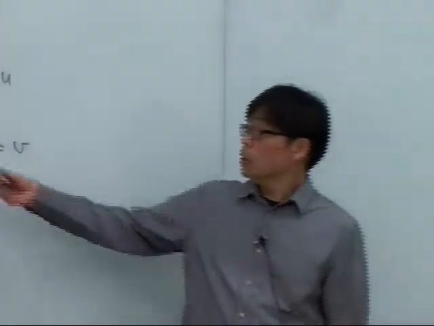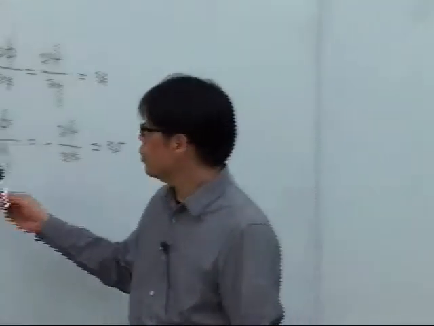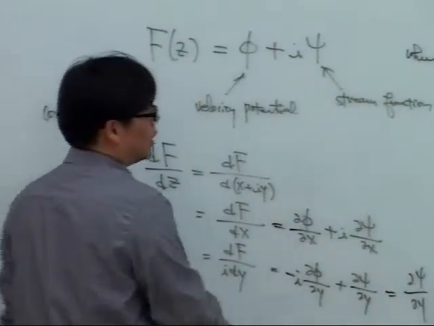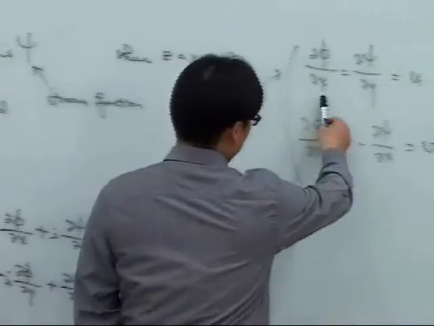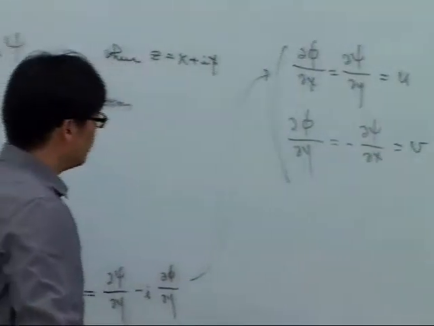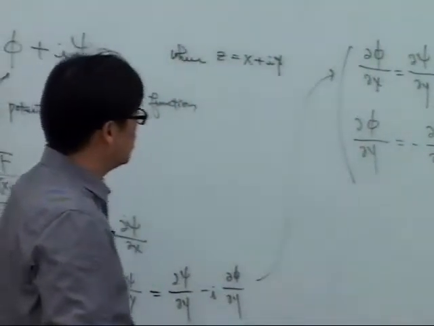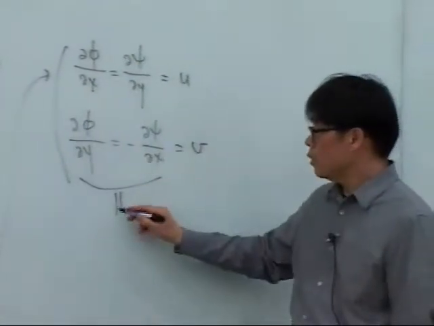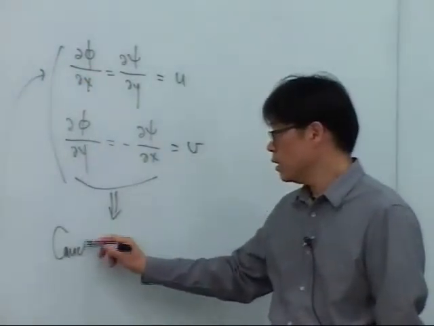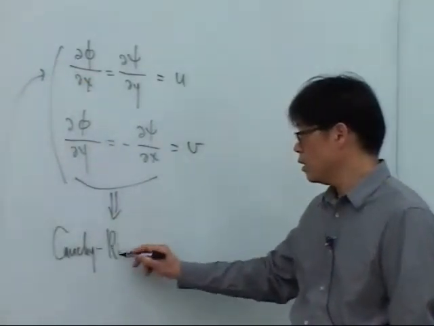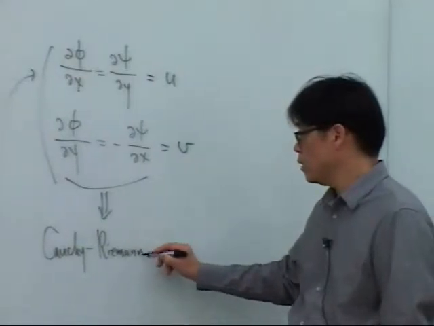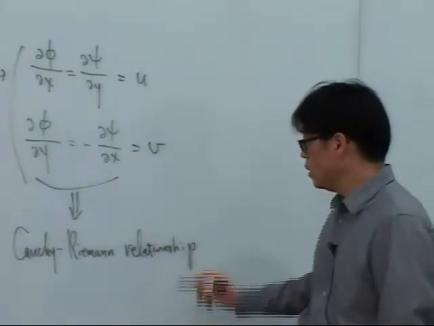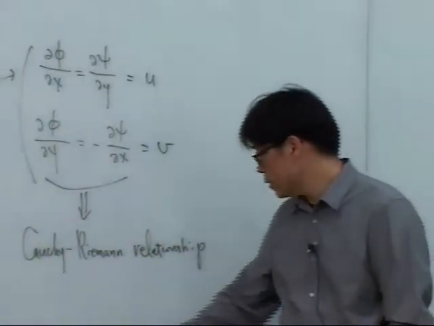Now we can show this expression is exactly the same as this expression, and these are nothing but the definitions of the velocities. So sometimes this relationship between phi and psi is called the Cauchy-Riemann relation.